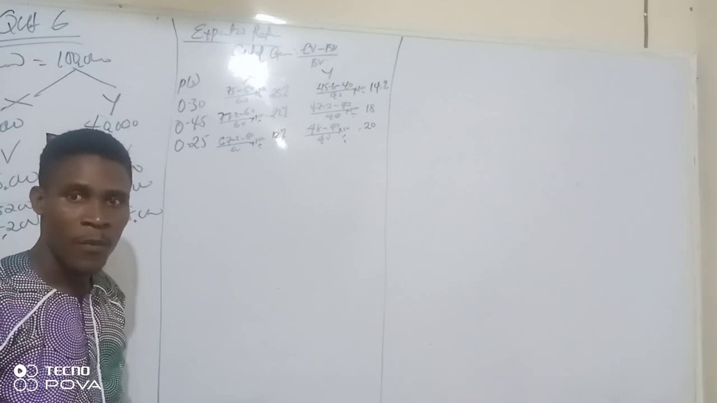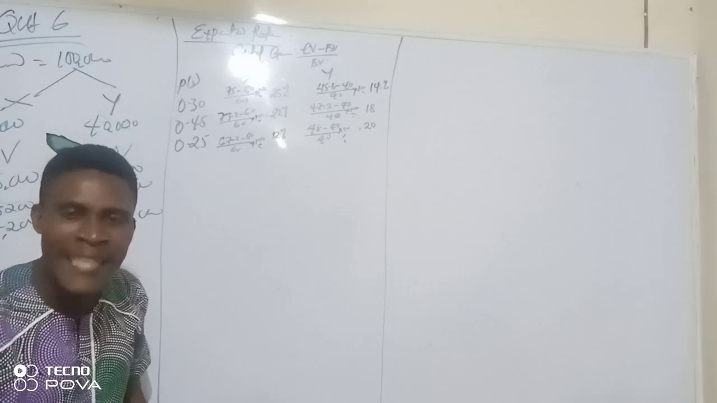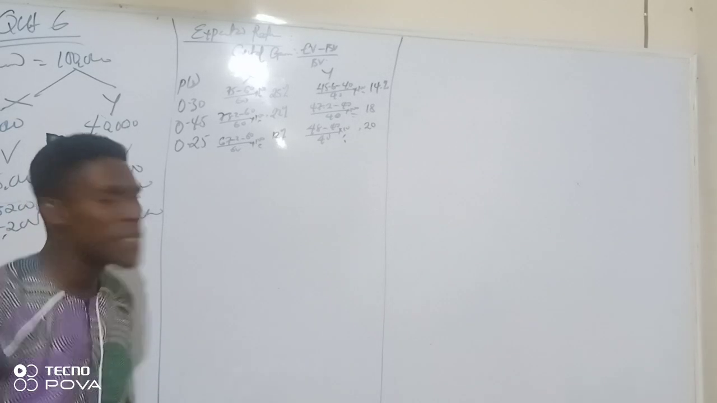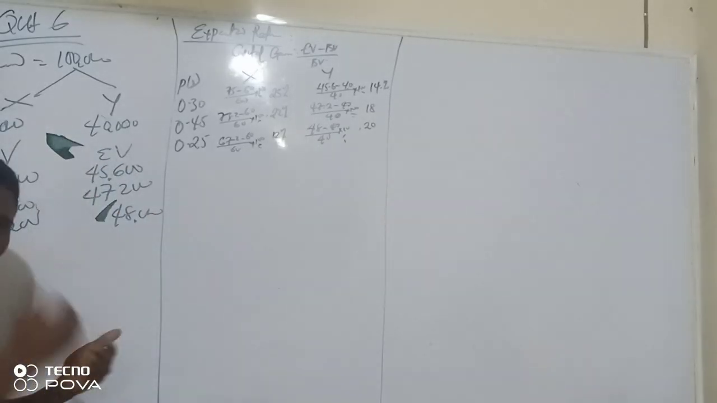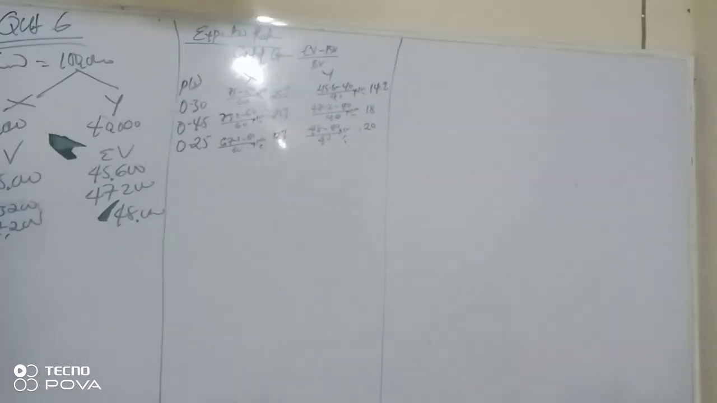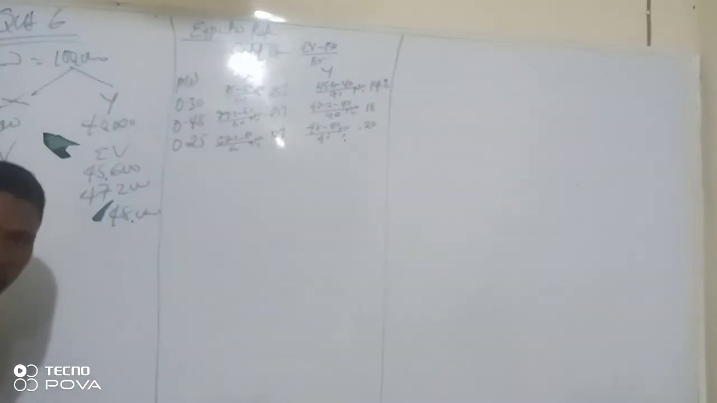So that's the return of the security. Now the other is the state of the world. Each of these states is a different state.